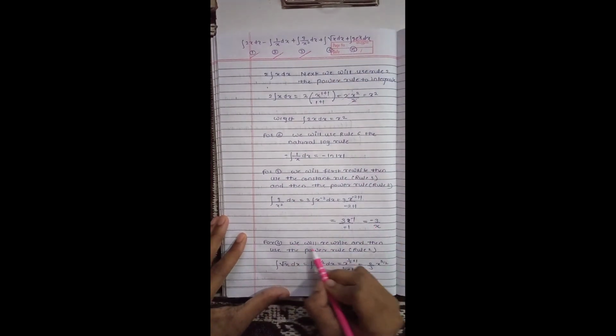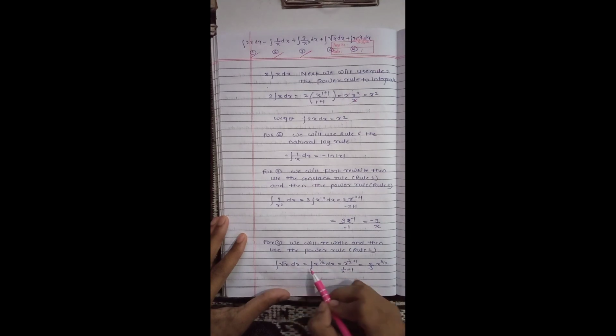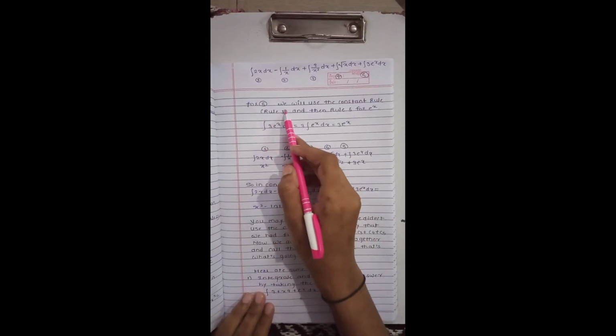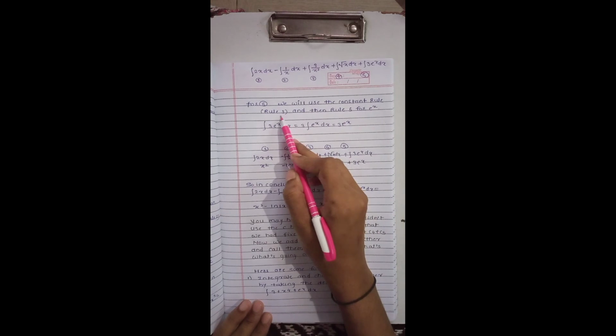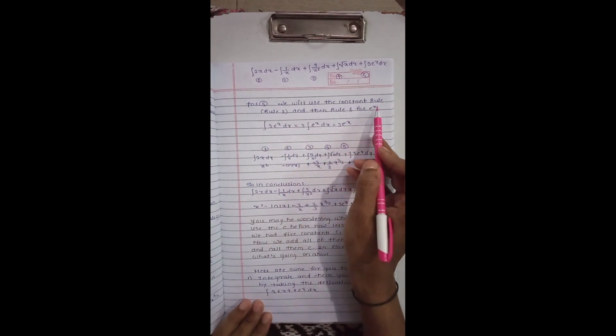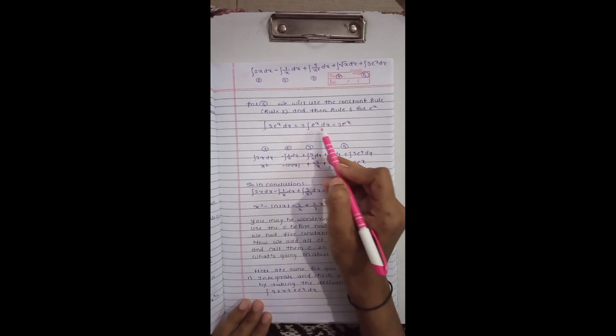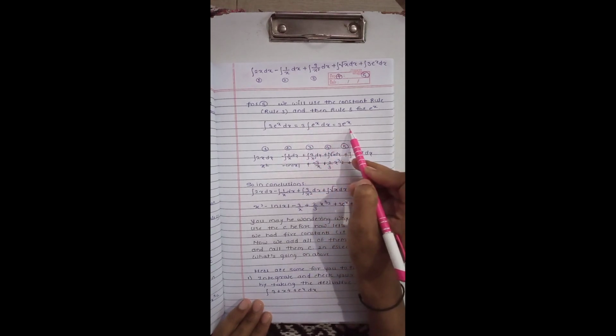For 4, we will rewrite and then use the power rule, rule 2. Integral root x dx is equal to the integral x raised to 1/2 dx, which is equal to x raised to 1/2 plus 1 upon 1/2 plus 1, which is equal to 2 upon 3 x raised to 3/2. For 5, we will use the constant rule, rule 3, and then rule 5 for e raised to x. Integral 3 e raised to x dx is equal to 3 times integral e raised to x dx, which is equal to 3 e raised to x.